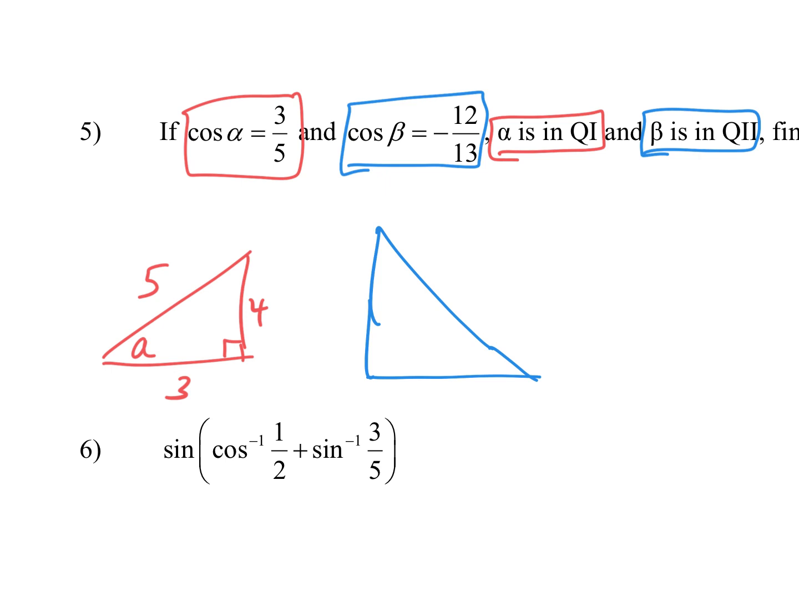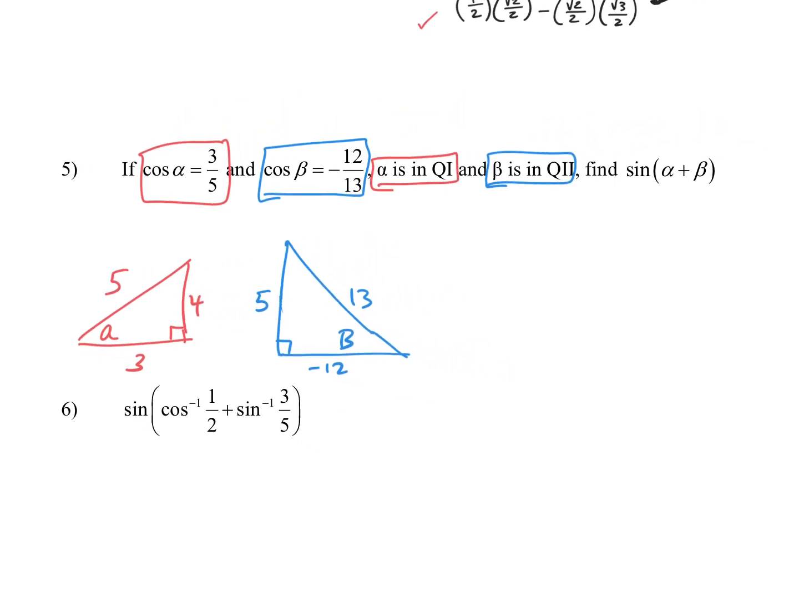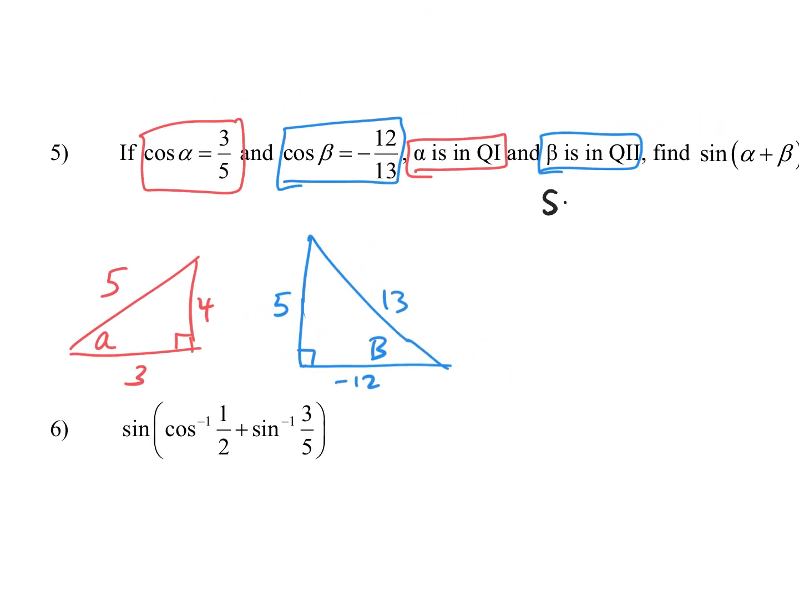So I'm going to sketch that. Let me just clean that up here for a moment. And this angle, angle B, has a cosine of negative 12 divided by 13. That's also a Pythagorean triple, so I can plug in that third side. Well, now what do they actually want us to find? They want us to find the sine of A plus B.